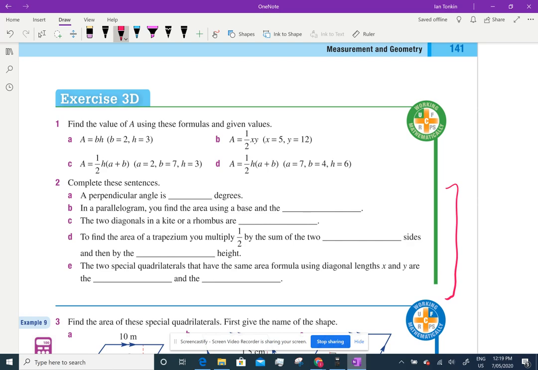All right, so you've come back. A perpendicular angle, well, 90 degrees. Look for the little right angle sign. Parallelogram, base times height. The two diagonals in a kite or rhombus are perpendicular to each other. I don't even know what they're asking there. Perpendicular, yep. That's a big word. Just means at 90 degrees.